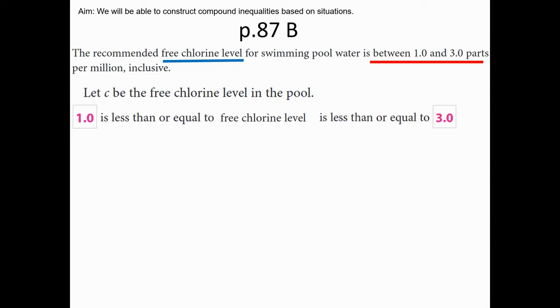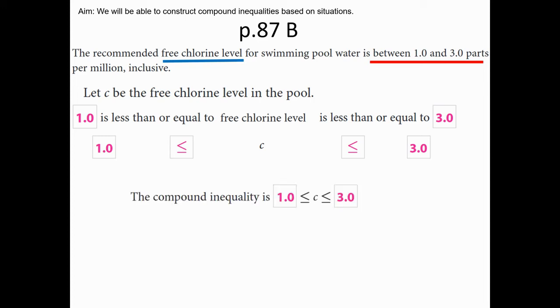1.0 is less than or equal to the free chlorine level, and the free chlorine level is less than or equal to 3.0. So it's between these two numbers. So if 1.0 is less than or equal to C, it's going to look like this: 1.0 is less than or equal to C, and then C is less than or equal to 3.0. And that gives us our inequality right there, where the compound inequality is C being between 1.0 and 3.0, and we can include those two.